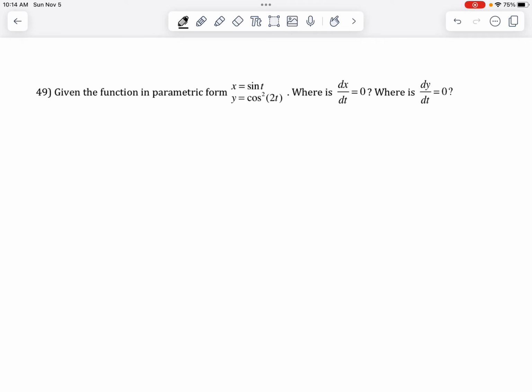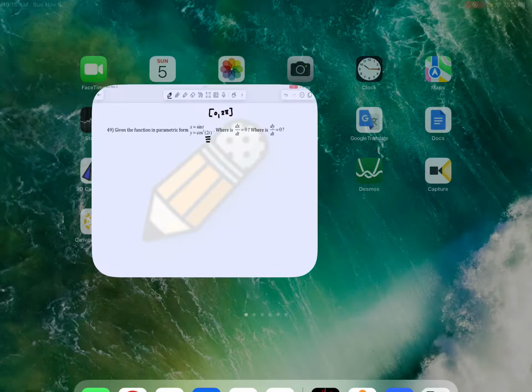So when it's sine and cosine, I would usually use 0 to 2 pi. But there is something interesting that happens with this graph. So let's take a look at the graph first and then do the derivative. With this 2t on the cosine, that means that to get the full cycle, you actually only have to use from 0 to pi. So what happens if we only use 0 to pi?